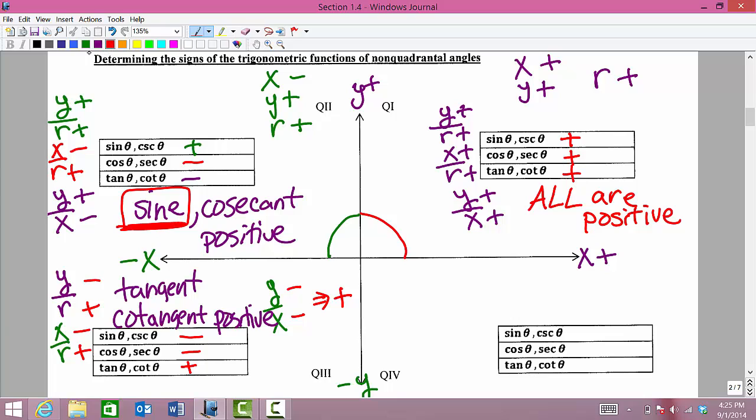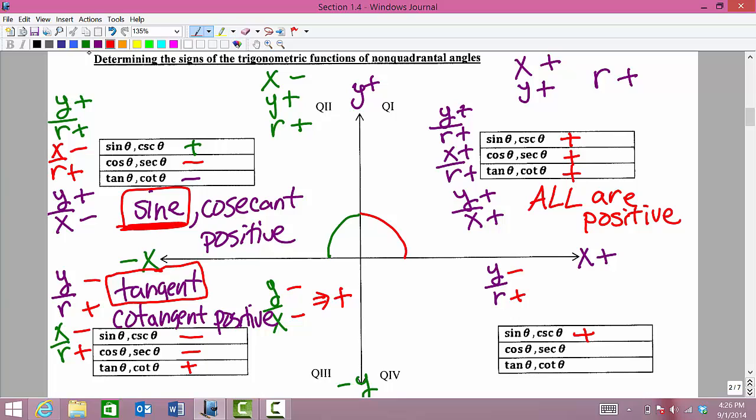If we remember that tangent is positive in quadrant 3, then its reciprocal, cotangent, will also be positive. Lastly, in quadrant 4, x is positive, but y will now be negative. So let's look at our trig functions. Y divided by r. Y is negative. R is always positive, so sine will be negative, as well as cosecant.